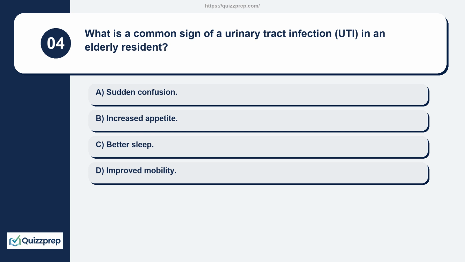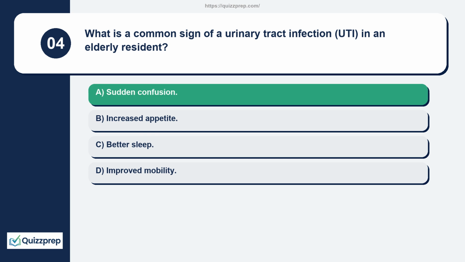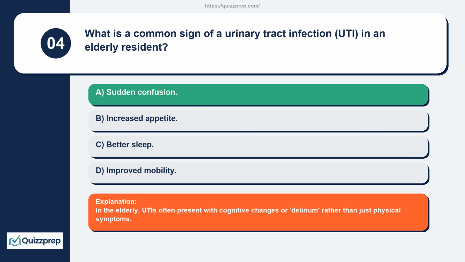Question 4. What is a common sign of a urinary tract infection (UTI) in an elderly resident? Sudden confusion, increased appetite, better sleep, improved mobility. In the elderly, UTIs often present with cognitive changes or delirium rather than just physical symptoms.